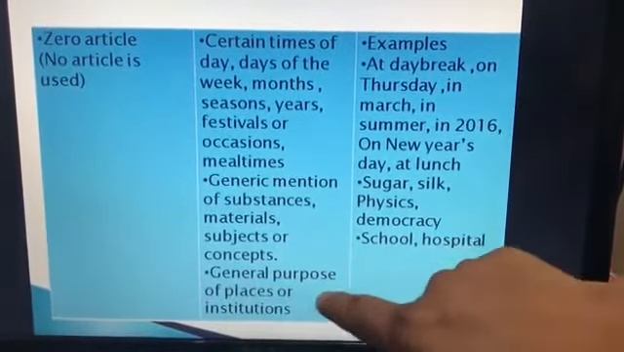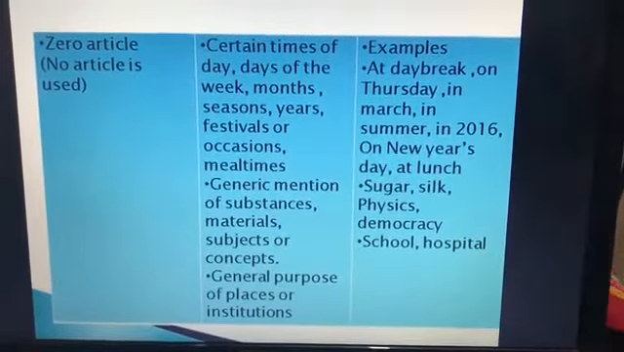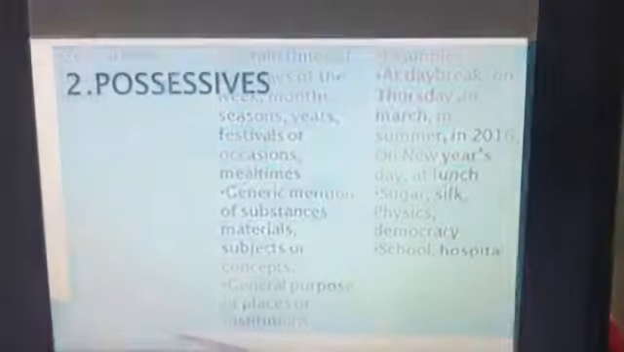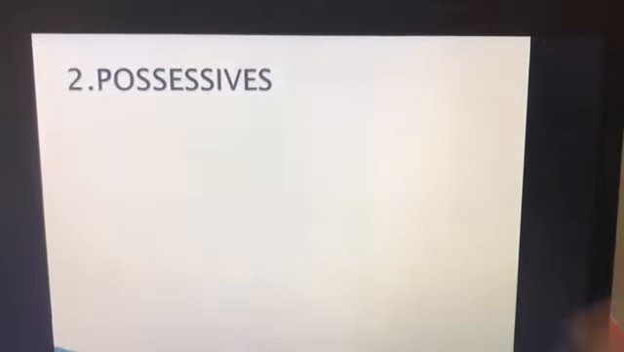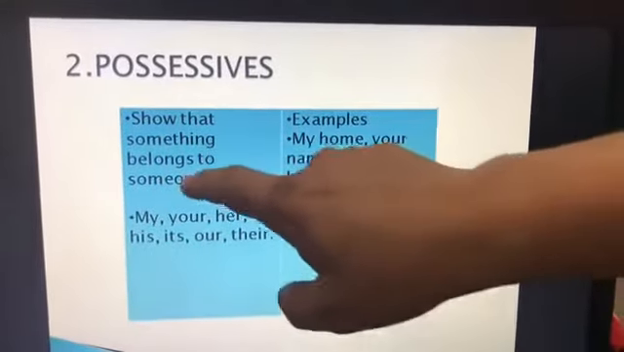Then general purpose of places or institutions, for example school, hospital or any university. We are not using any article in that case. Now second determiners is possessives. Possessives show that something belongs to someone.